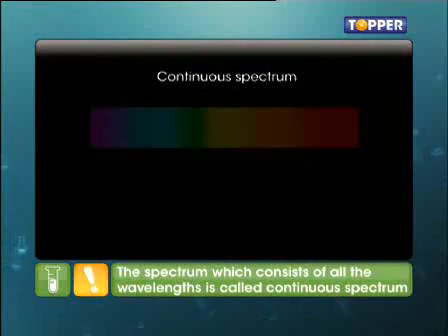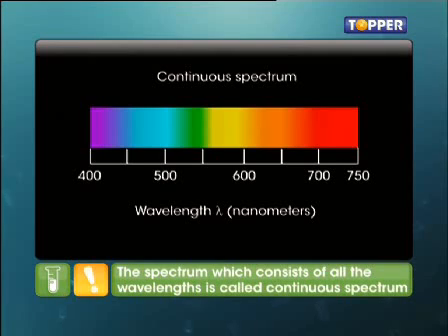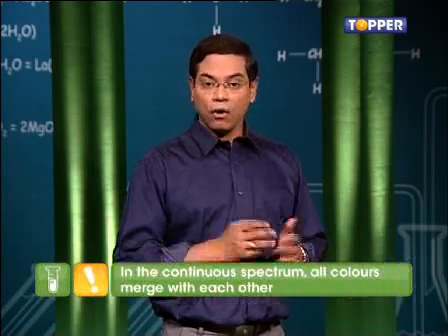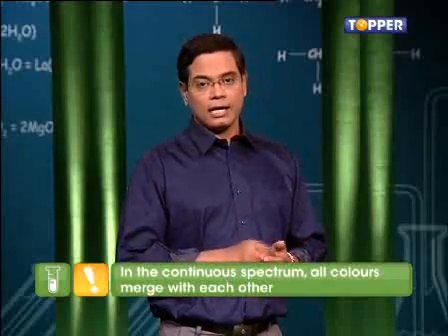This spectrum of white light, which consists of all wavelengths in the range starting from 400 nanometers to 750 nanometers, is called the continuous spectrum. In the continuous spectrum, all colors merge with each other. Another example of a continuous spectrum is an electromagnetic spectrum.